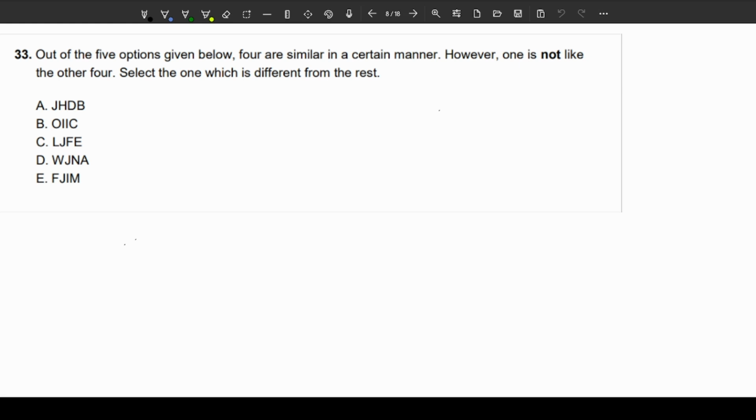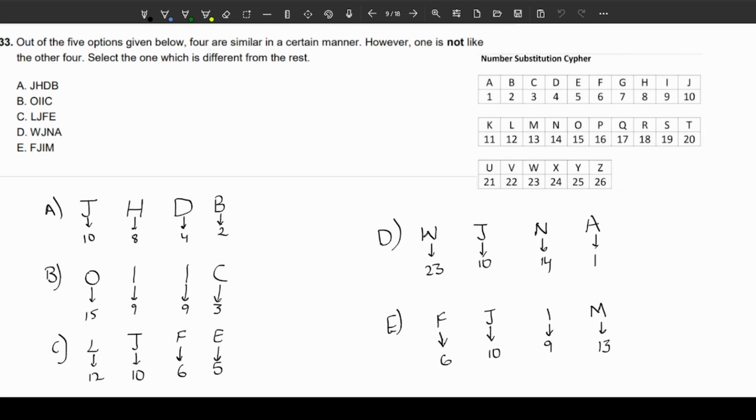For these types of problems, you just need to write the position of the letters and then determine if there is any pattern that you could see. Okay, let me write the positions. With the help of the sheet, I put the position of the alphabets, right? Like J is 10, H is 8, D is 4, and B is 2. Let's see if we can find any pattern here.